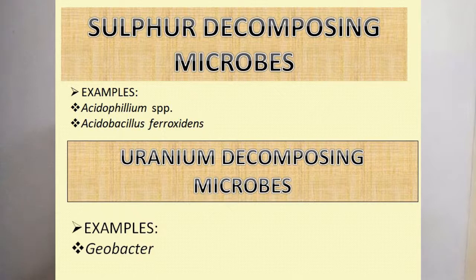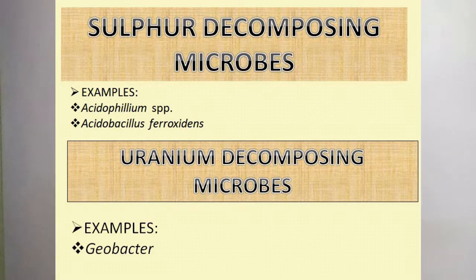Acidophyllum species and Acidobacillus ferrooxidans. These are the bacteria. We use it as energy. For example, what we do is we eat plants, we eat food to get energy. So similarly, they eat sulfur to get the energy. Thus, the sulfur pollution is controlled by these bacteria.